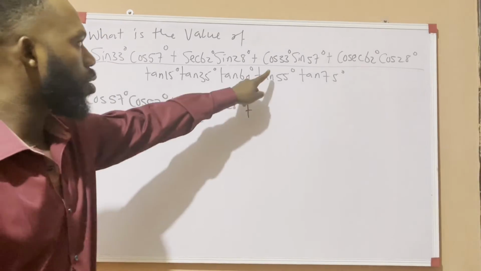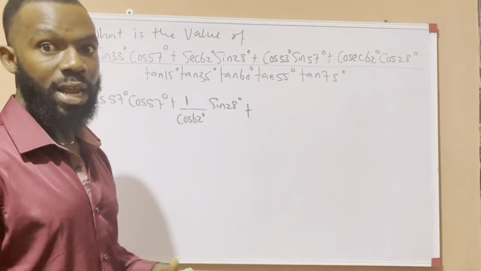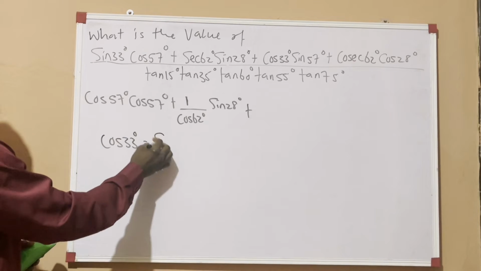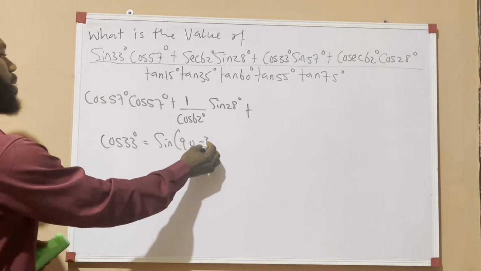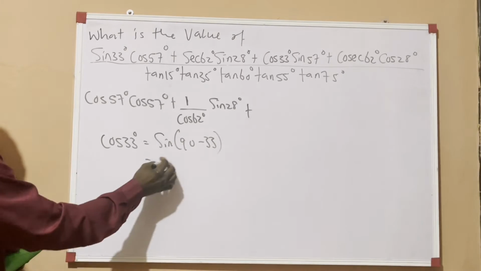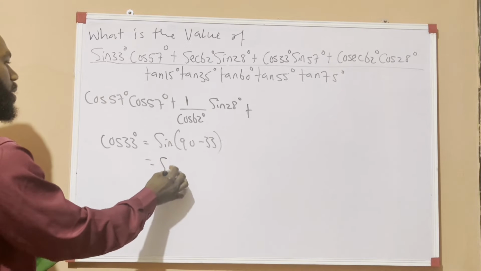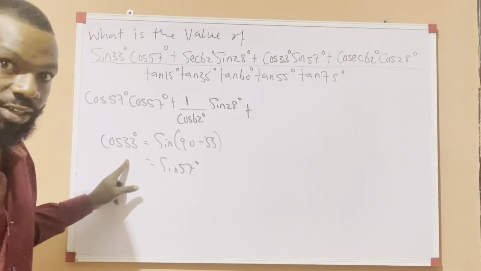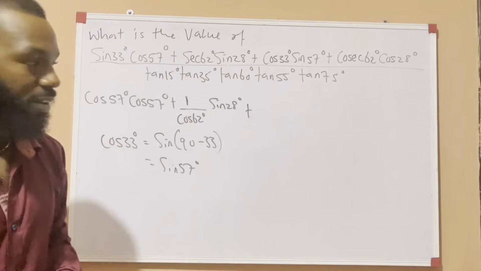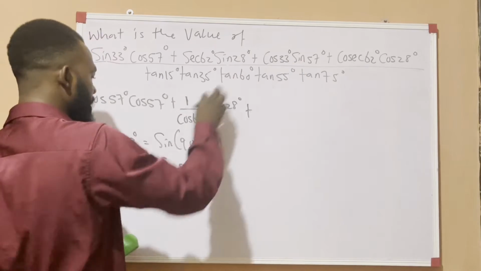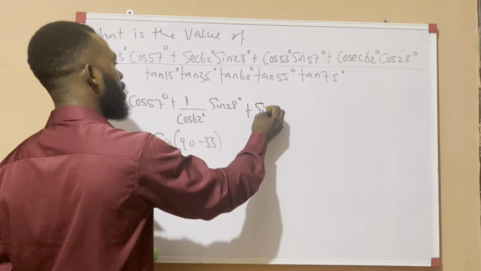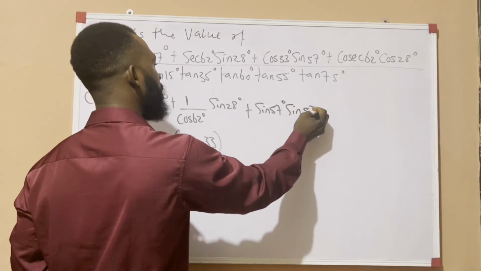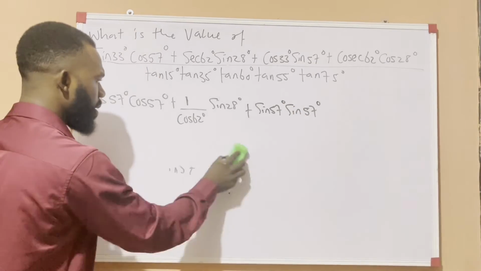Now plus. I can choose to make cos 33 become sine. And how would I do that? I'm going to use the formula which says cos 33 degree is equal to sine 90 minus 33. So sine 90 minus 33 will give us sine 57. So in place of cos 33 degree, what I'm going to give is sine 57 degree. Then what do I have also? Sine 57 degree. Are you with me now? Alright, now let's proceed.